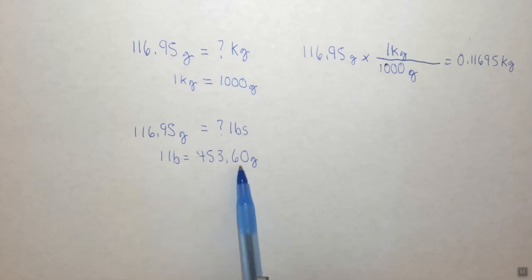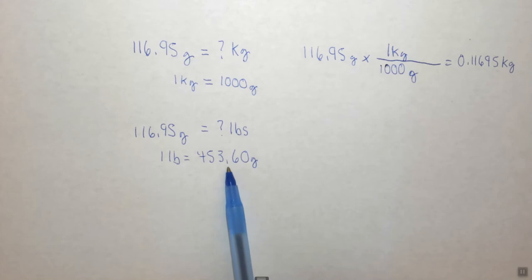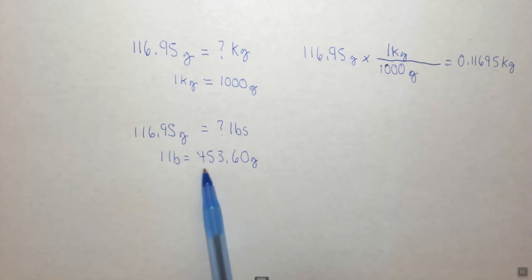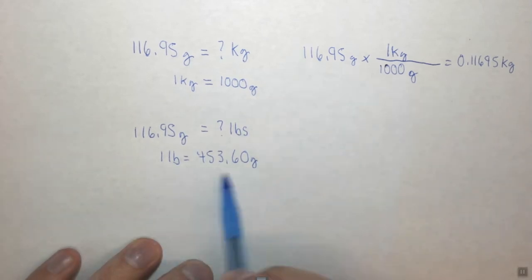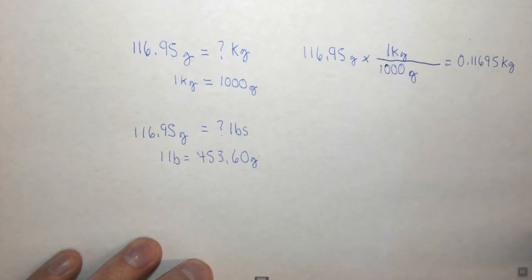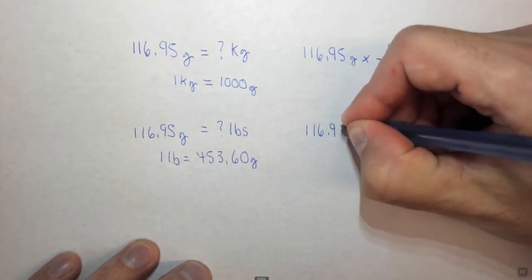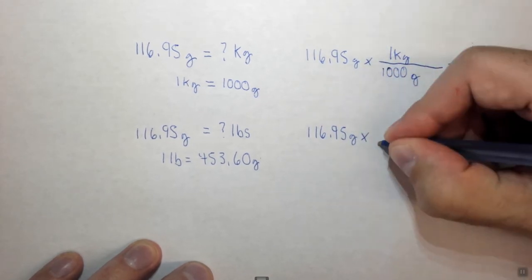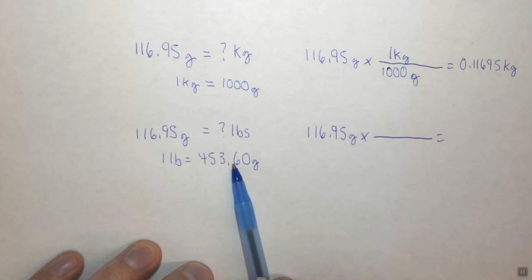We could take something of known standard of a pound and measure its mass in grams, and this is what we would find. I should note this is known with more decimal places. I just made it match 5 sig figs, so that our answer could have 5 significant figures. So I now have an equality, just like in the first case, starting with 116.95 grams times.